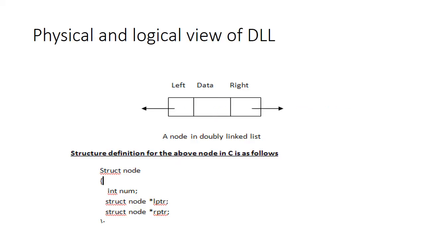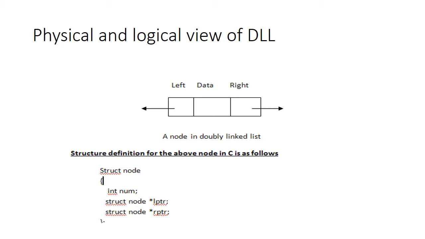Now, this is the physical way of representing a node in the doubly linked list. Instead of having only two fields, which we saw in a single linked list, here in a doubly linked list I have a right pointer as well as a left pointer. Between this left and right pointer, I have the data field. This data field is used for storing the data. The right pointer will store the address of the right node, and the left pointer holds the address of the left node.